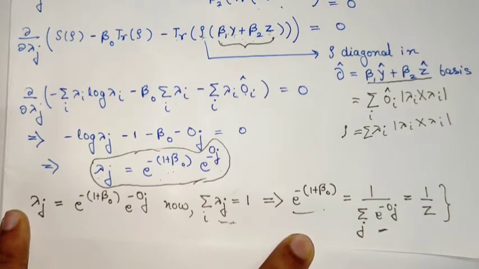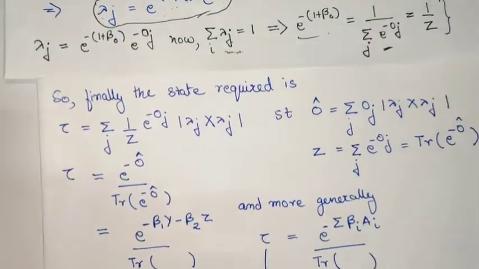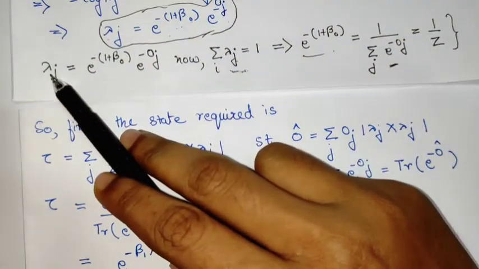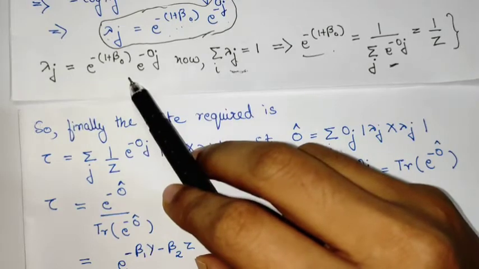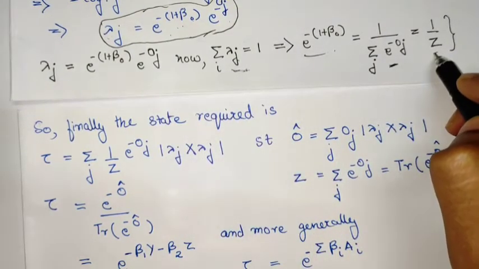So with this, we have almost done all the necessary things. Finally, we have a probability distribution lambda j that is in this form, and this particular e-power term can be written as 1 by Z.